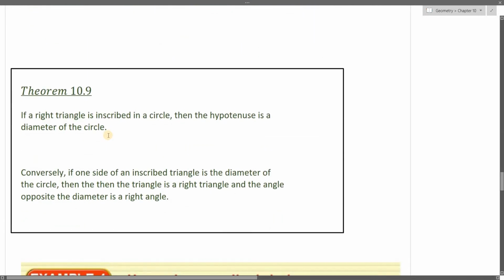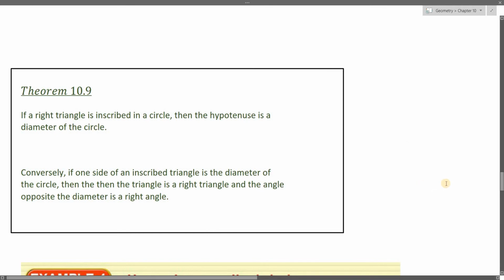From there, we have 10.9, theorem 10.9. And of course, this to me looks like it ought to be 2 different theorems. In fact, they even use the word conversely. So you should have 10.9 and then 10.9 part 2, the converse to 10.9. But if it looks big, that's because it's really 2 rules in one. So it says this: if a right triangle is inscribed in a circle, then the hypotenuse is a diameter.